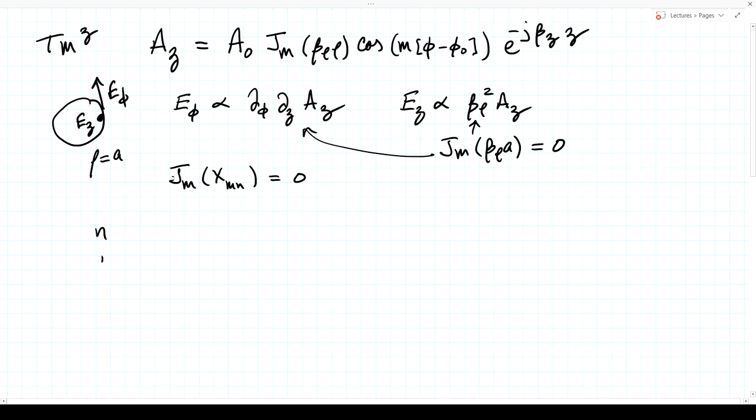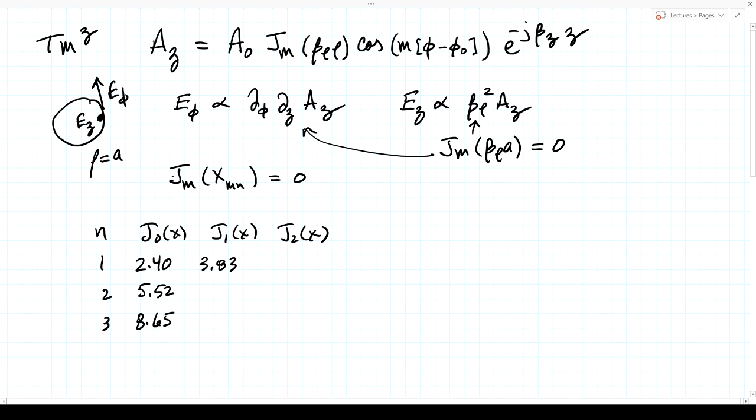Let's make a little table. Here's n, 1, 2, and 3. And here's J0 of x, J1 of x, and J2 of x. For J0 the values are 2.40 to two decimal places, 5.52, 8.65. For J1, 3.83, 7.02, and 10.17. We plotted these various Bessel functions in the lecture on Bessel functions. For J2, 5.14, 8.42, and 11.62.